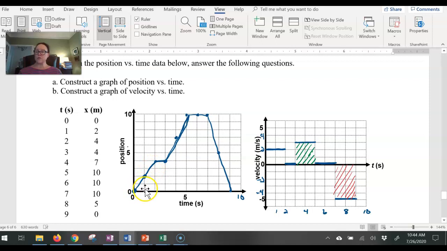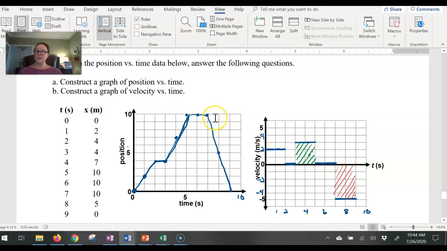I see that as it goes over 1 second, it went up 2 meters. So for the first 2 seconds, the velocity was 2 meters per second. Whenever the position versus time graph is horizontal, it's not moving, so the velocity is 0. From time 3 to time 5, as it goes over 1 second, the position changed by 3 meters. So it's moving at 3 meters per second for 2 seconds. Then it paused for 2 seconds, so velocity is 0.